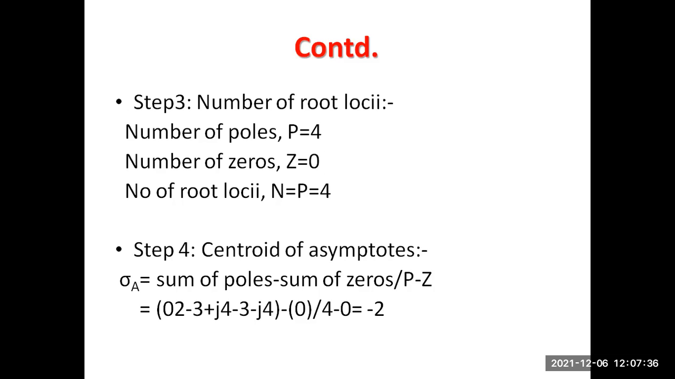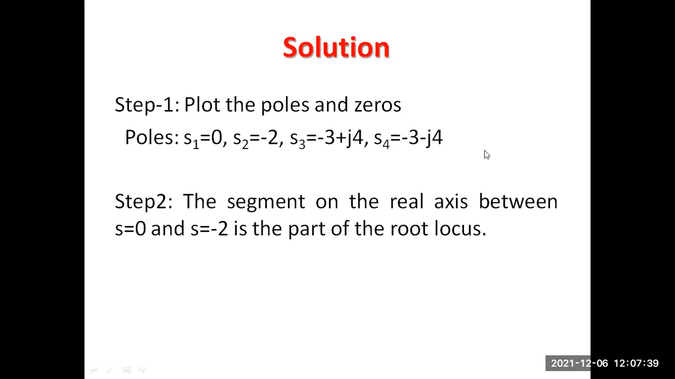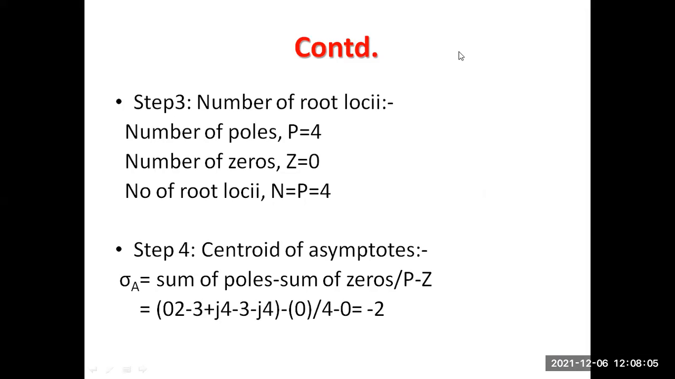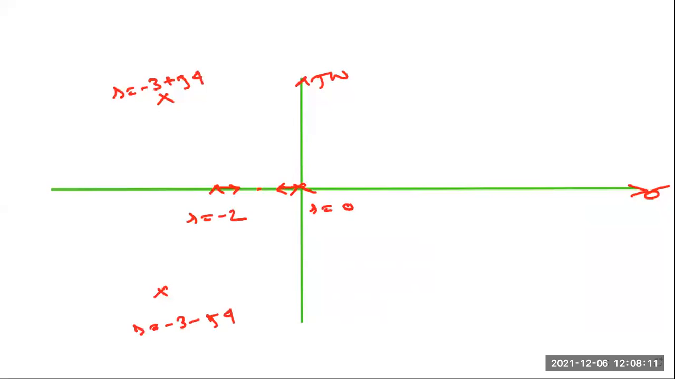Now you calculate the centroid. For the centroid, you calculate the sum of poles minus the sum of zeros, divided by the number of poles minus the number of zeros. From that you calculate the value of the centroid. Quickly calculate and tell me, what is the value of the centroid? -2. Correct. So if we go back to our plot, S equal to -2, this point itself is the centroid.